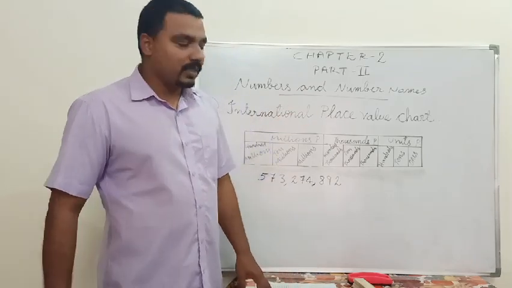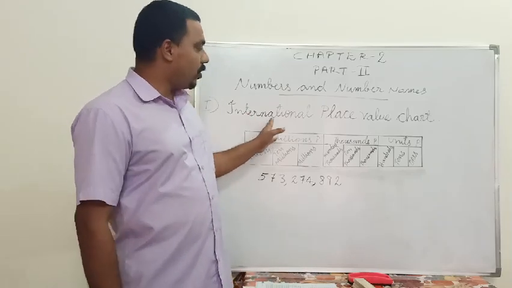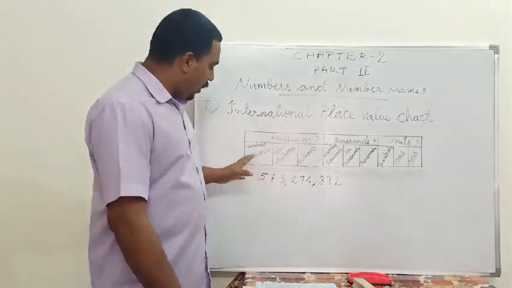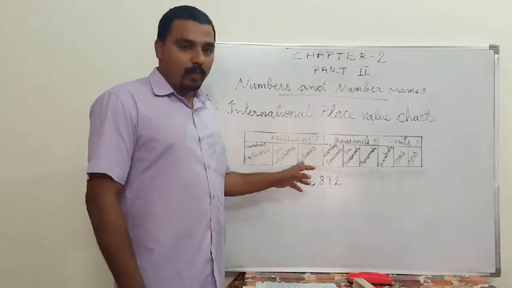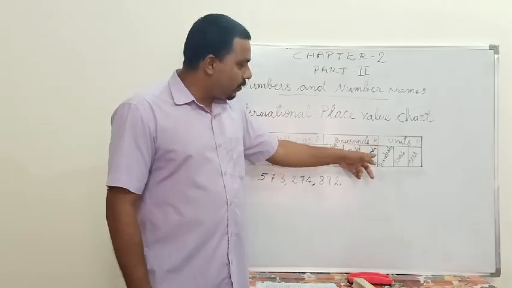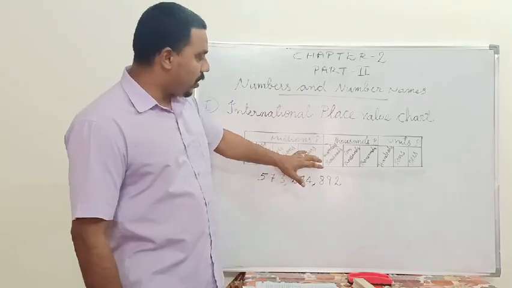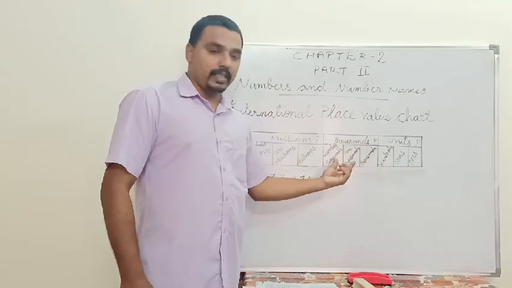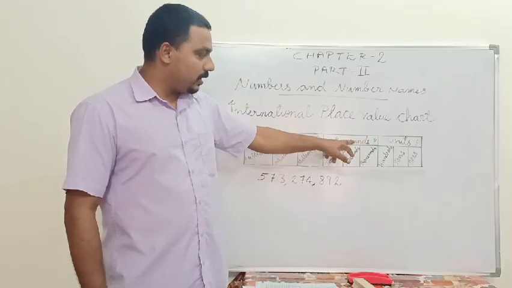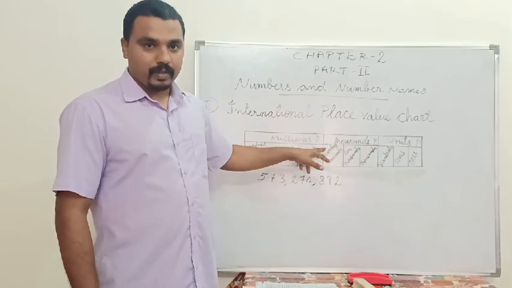In the last class we discussed the Indian place value chart. In this class we will discuss the international place value chart and Roman numerals. You can see this is the international place value chart. It is divided into 3 equal parts, and each part consists of 3 digits. The first part is the units period, and the second and third parts are the thousands period and the millions period.